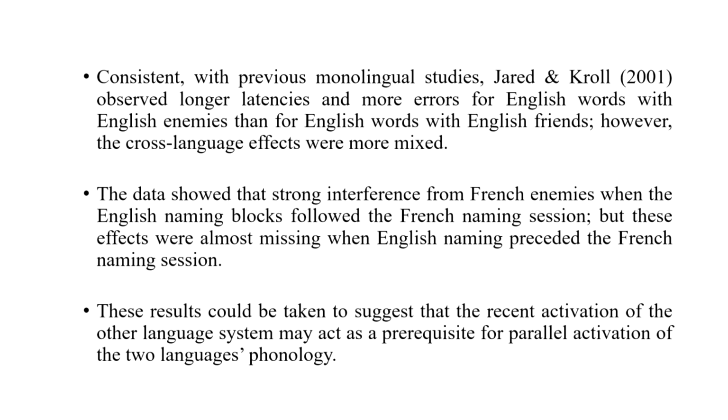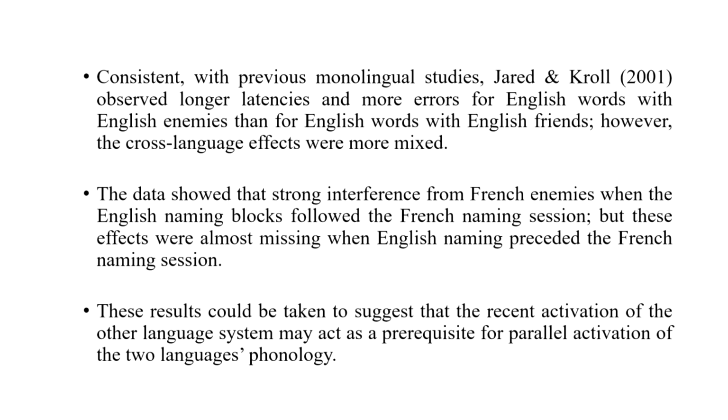Now, consistent with previous monolingual studies, Jared and Kroll observed longer latencies and more errors for English words with English enemies than for English words with English friends, which is acceptable because for English words with English enemies, the participant would be confused about whether to use the pronunciation such as bread or a pronunciation such as steak. This is something that you would expect. However, the effects from cross-language trials were slightly more mixed. Let us look at them.